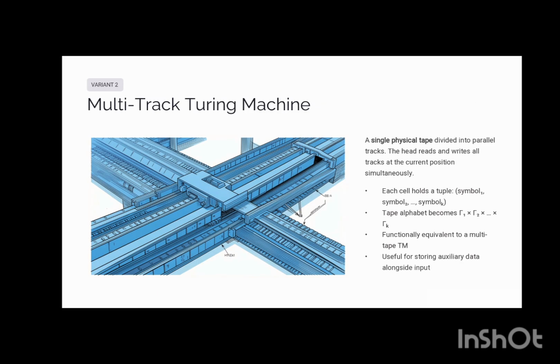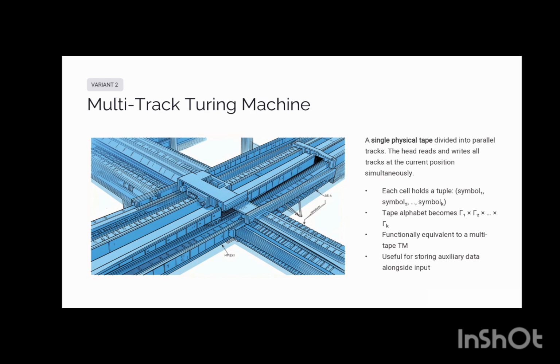A multi-track Turing machine uses a single tape where each cell is subdivided into k tracks. Think of it as a spreadsheet where each column is a track and each row is a tape cell. The head reads all k symbols at the current position simultaneously and writes new symbols to all tracks in one step. Formally, the tape alphabet is the Cartesian product of k individual alphabets.